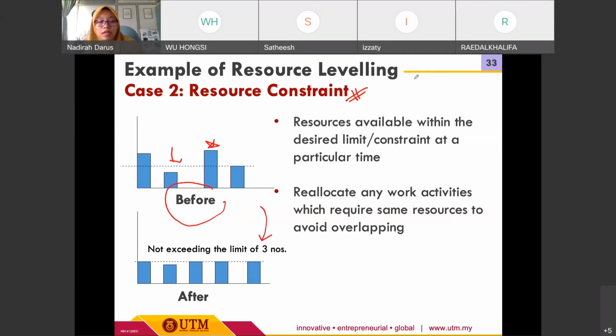So for resource leveling, resources are available within the desired limit or constraint at a particular time. So for example, at certain times we have very limited numbers of manpower or machineries. So we try to level the usage or the allocation so that we are able to plan the work and conduct the work accordingly. Okay. So we need to reallocate any work activities which require the same resources to avoid overlapping, right? So that's the main purpose, or the main function, of resource leveling in terms of resource constraint, right?